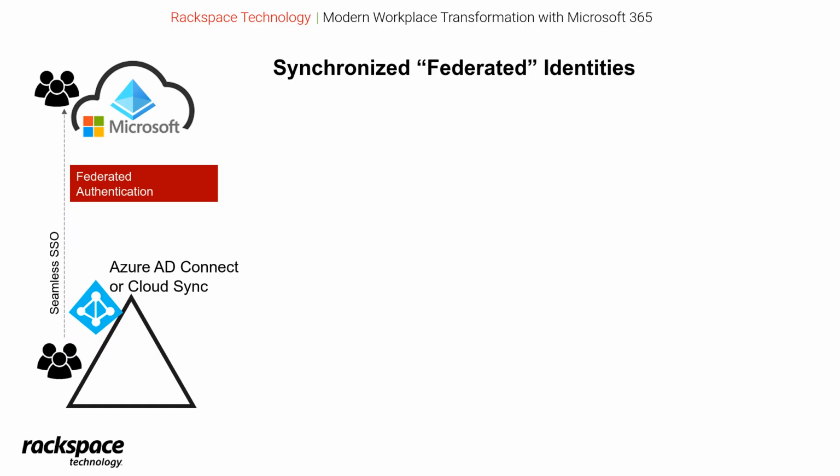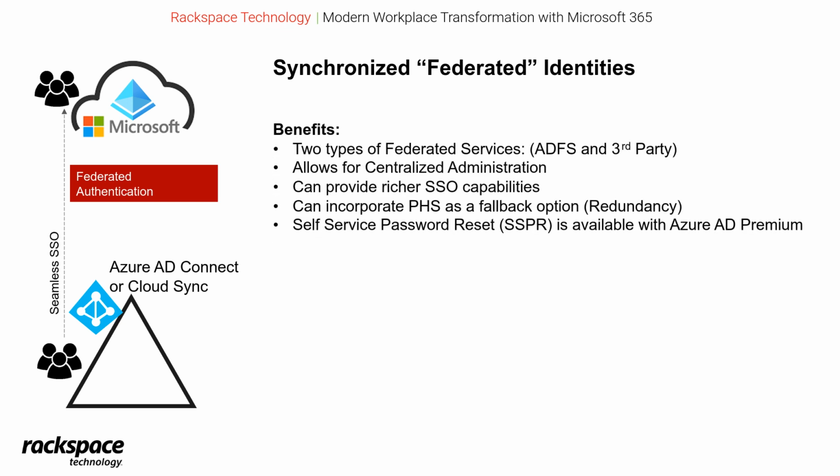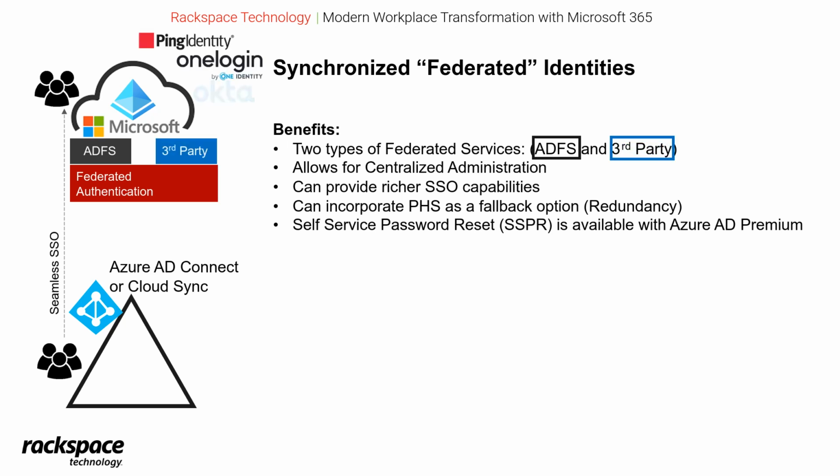The other type of synchronized identity is known as federated. And for those of you who might remember, ADFS is a type of federated identity. And there's those third-party tools such as Okta, OneLogin, Ping Identity. These things are third-party tools that allow for really at times some richer single sign-on capabilities. They do a really good job at focusing on the task and identities and single sign-on.